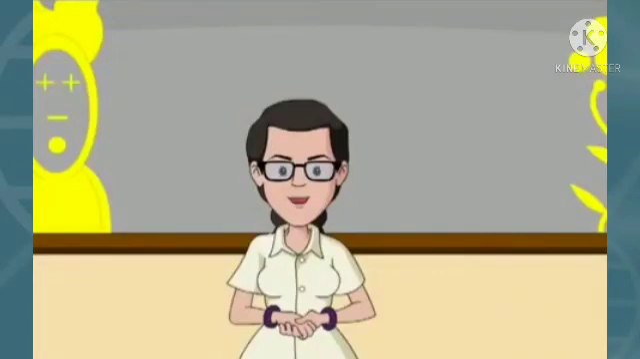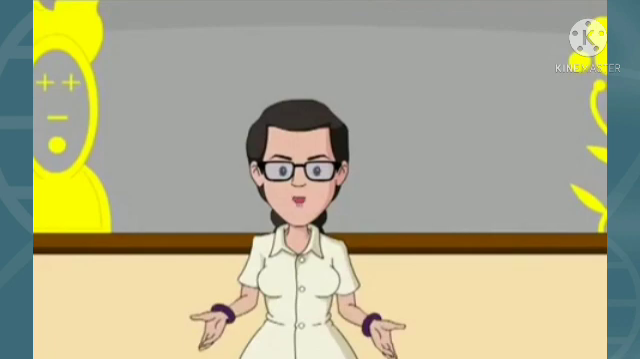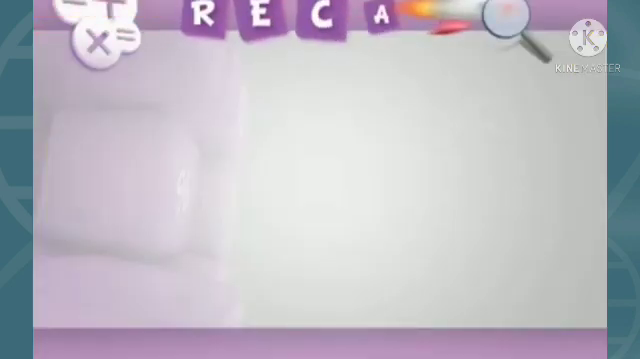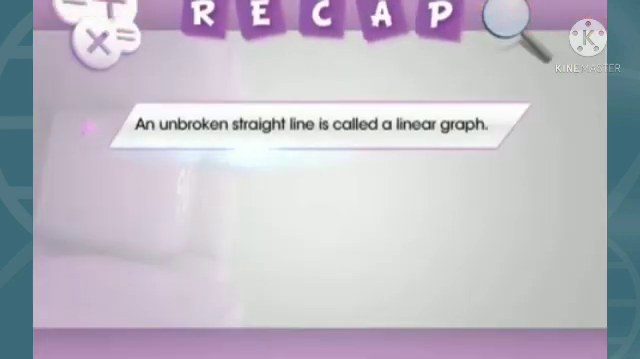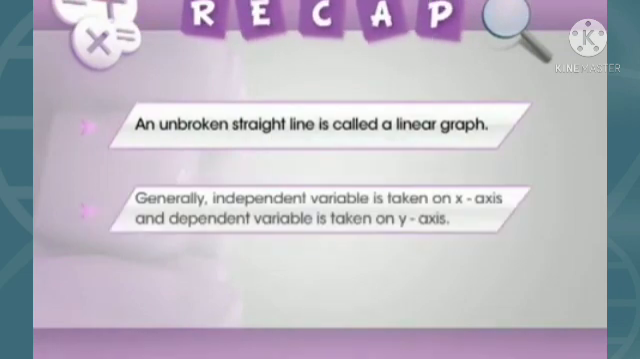It's time to run along and take a memory jog to refresh our understanding of linear graphs. In this module, we have learned the following. An unbroken straight line is called a linear graph. Generally, the independent variable is taken on the x-axis and the dependent variable is taken on the y-axis.